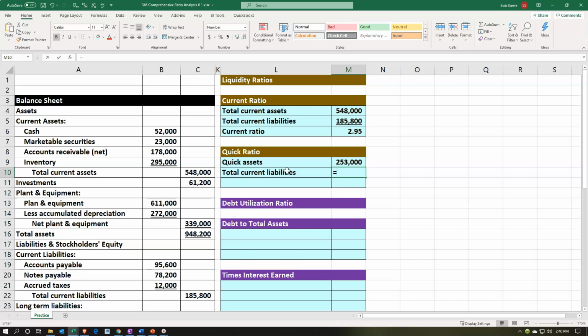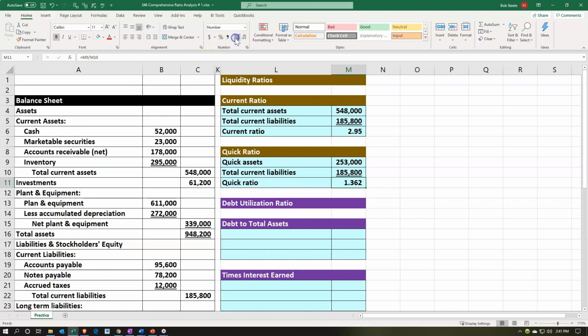So the current liabilities are going to be the same. We're not changing that one, so we'll just pick that up as is. Let's put an underline on it: Home tab, font group, underline. This is going to be our quick ratio, or sometimes called the acid ratio. This is going to be equal to the quick assets divided by the current liabilities.